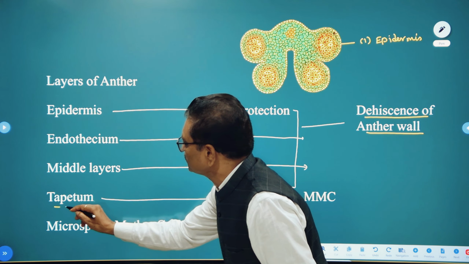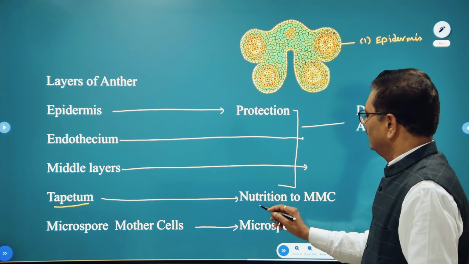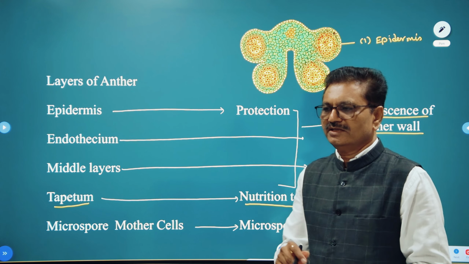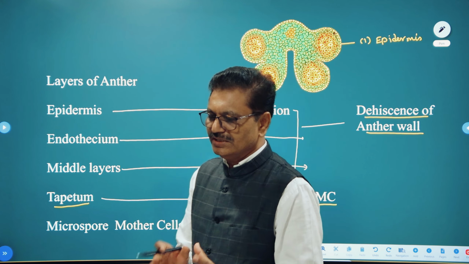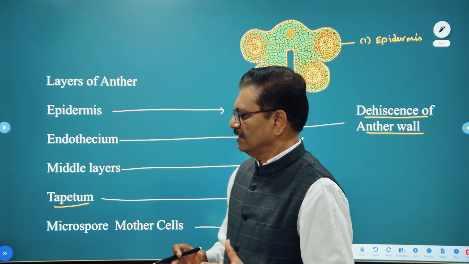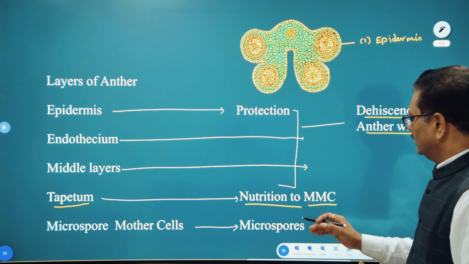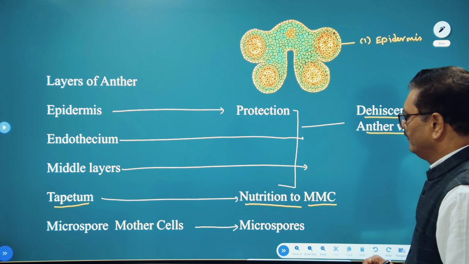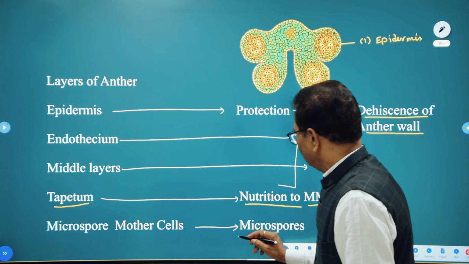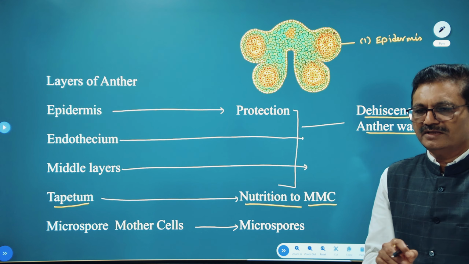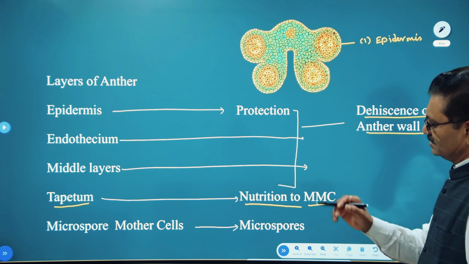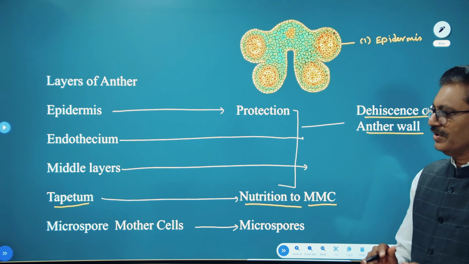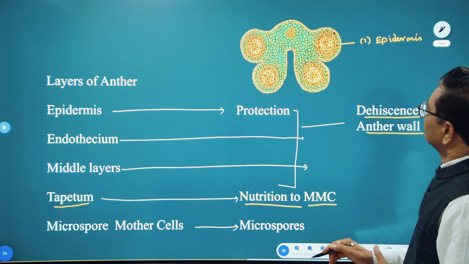Tapetum is most important. This tapetum is the most important, and it gives nourishment to the microspore mother cell. What is its main function? To nourish and nurture, to give food material to the microspore mother cell for further development. It does the work of nourishment. And the microspore mother cells form microspores. So meiosis takes place in the microspore mother cell, and then microspores are formed. Okay, so these are the different layers.